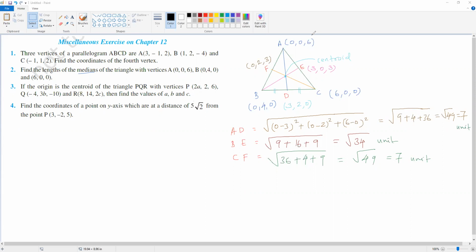Okay, understood? So this is question number 2. We used the concept that a median is the line segment drawn from one vertex to the midpoint of the opposite side. Then we used the midpoint formula to find the coordinates. Then we used the distance formula to find the distance.